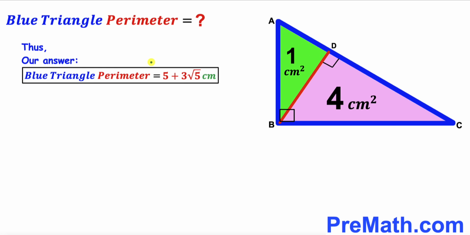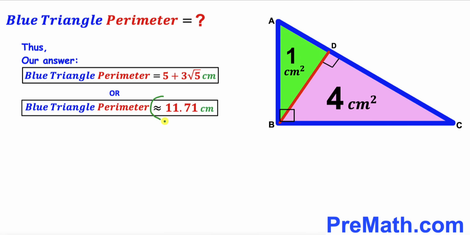So therefore after all the calculations and manipulations, the perimeter of this blue triangle turns out to be 5 plus 3 times square root of 5 centimeter. And that's going to be approximately equal to 11.71 centimeter as well. And that's our final answer.